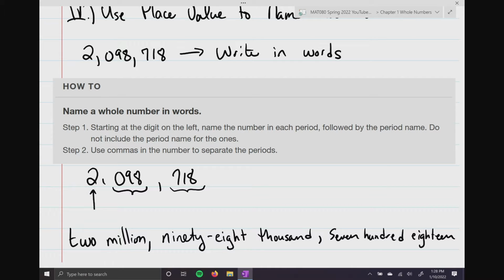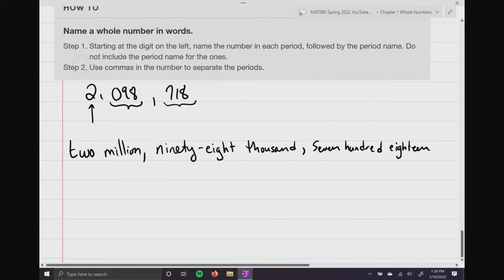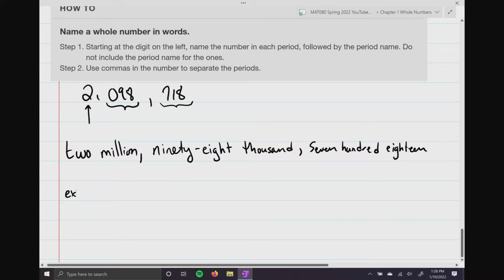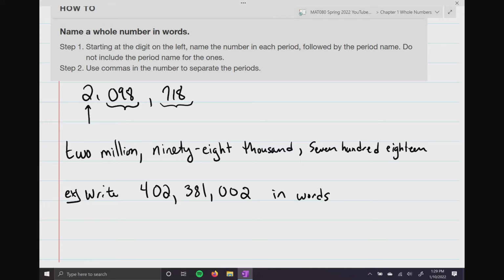All right, so we're going to try another one using these steps. Let me zoom out a little bit so we can keep those steps in front of us. So let's write that number, which I just wrote out, in words. Once again, we're going to start at the digit on the left, and we're going to name the number in each period. So this is 402.